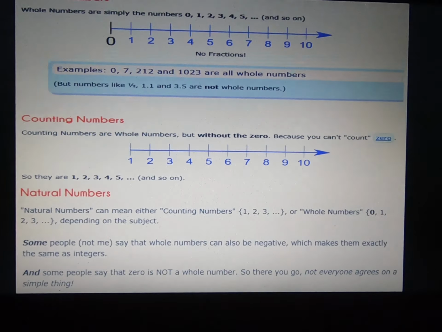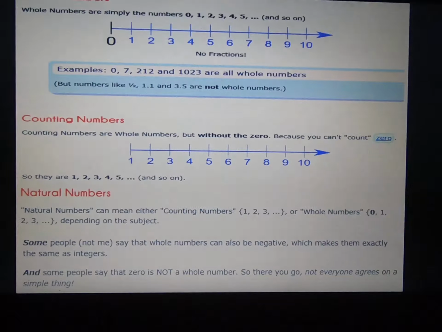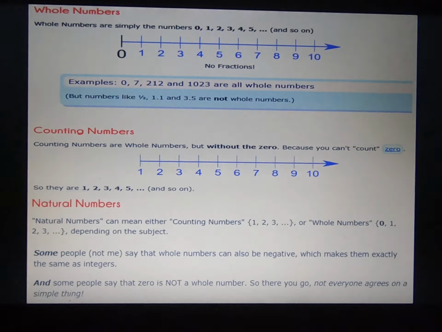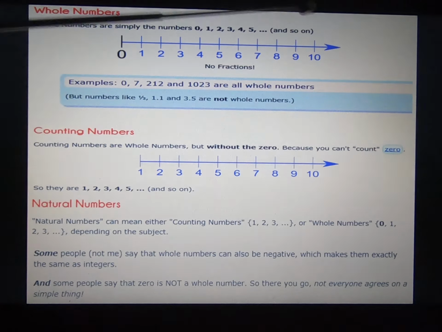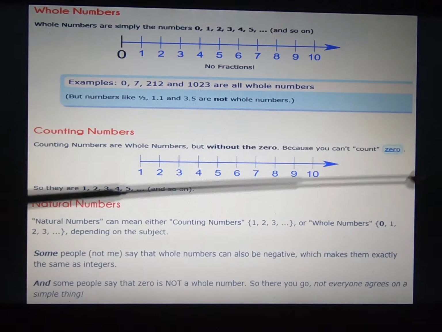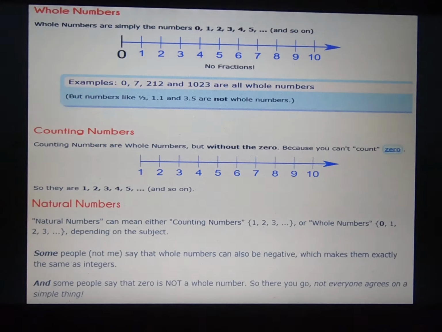These are the whole numbers from 0 to 10, and the counting numbers 1 to 10, and going on. Natural numbers sometimes indicate counting numbers or whole numbers, and some say counting numbers include 0.